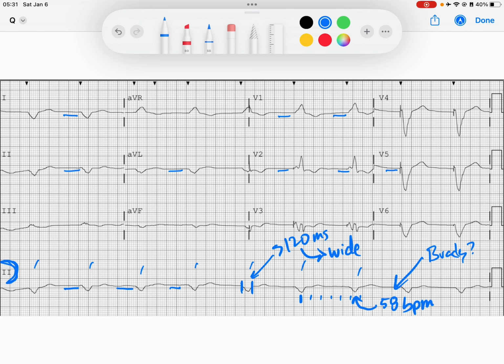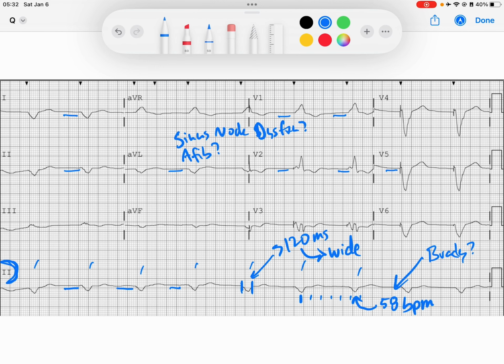So we don't have any P waves, so is this maybe sinus node dysfunction? Is this AFib? Something I want you to consider is, well, AFib we like to think would be irregularly irregular. But what about this rhythm makes us think that this could still be AFib that is regular?